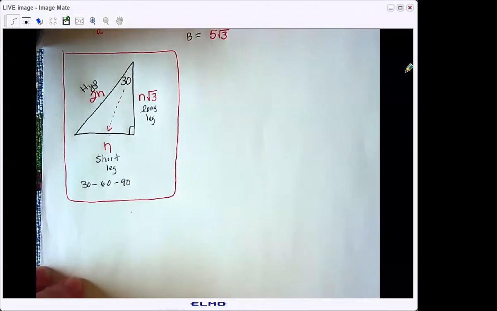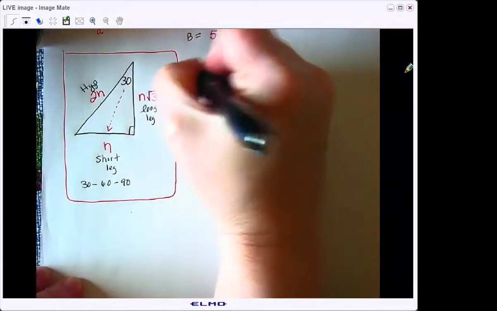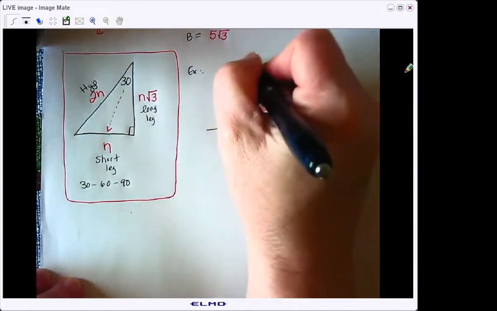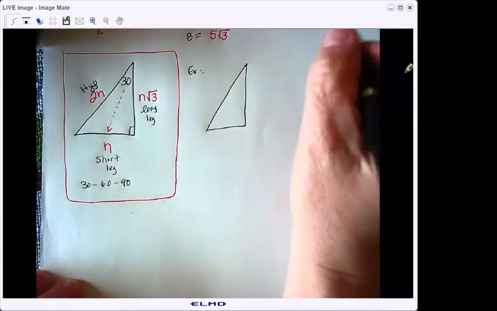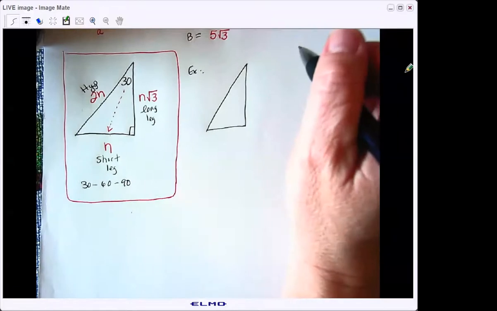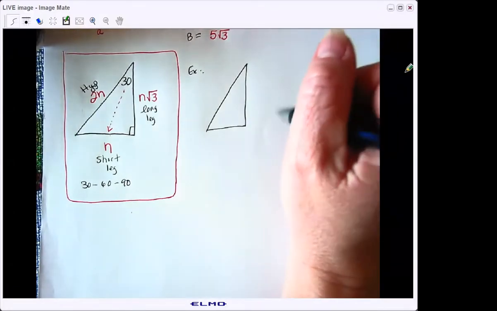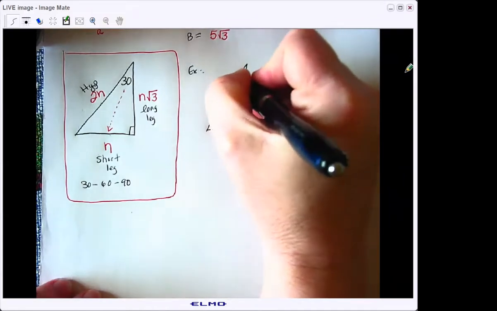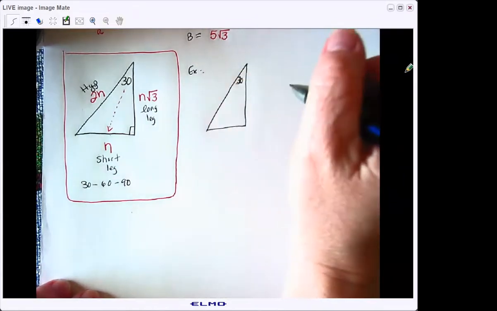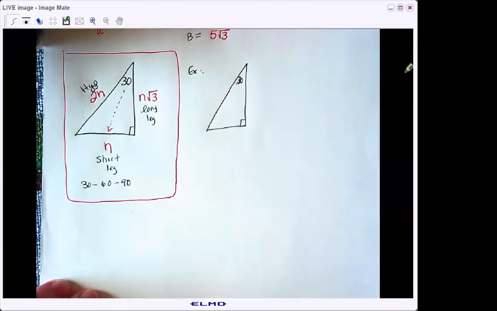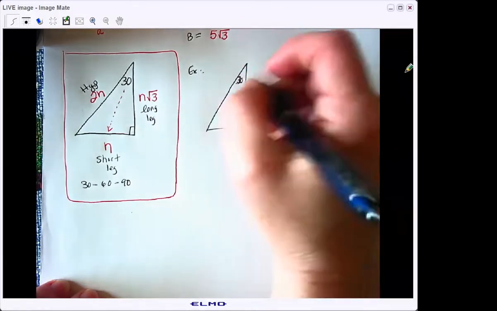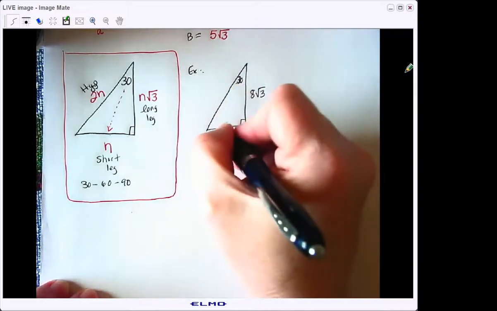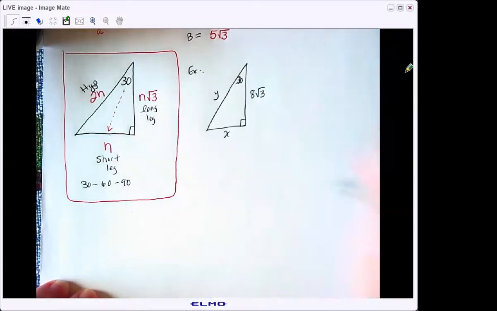So first example. We're going to do where the triangle's the same. Most of them will be the same direction, just because it's easier. But, and then the information we're given is this is 8 root 3. This is x, and that's y.